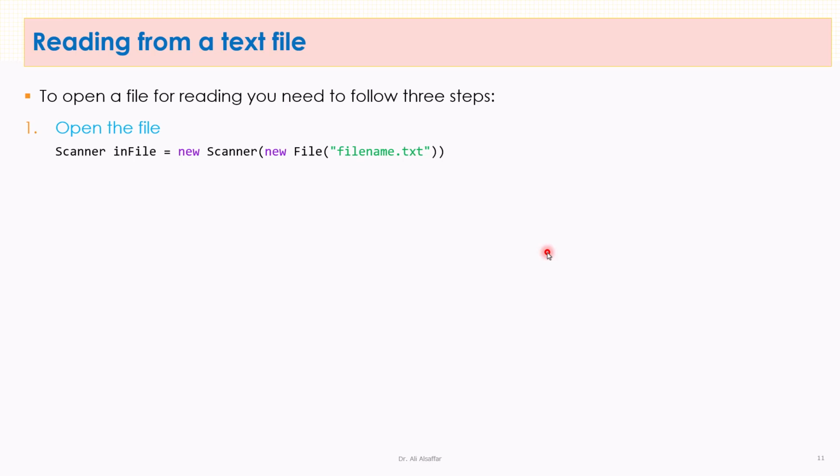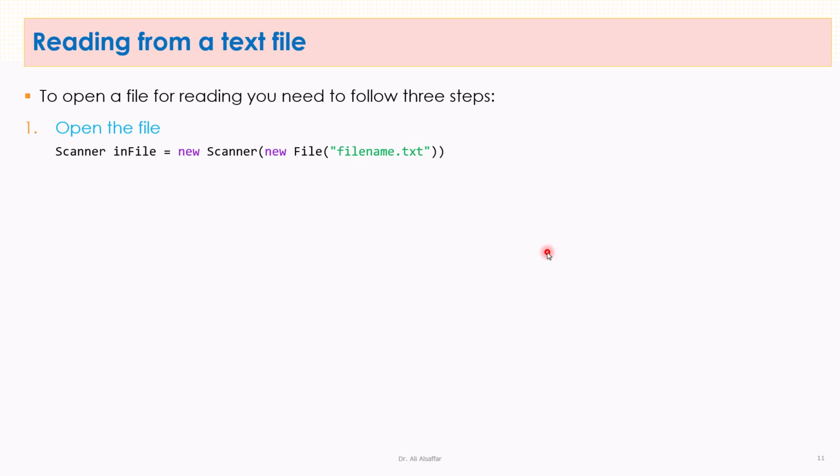Now for step one, for opening the file, we are going to use two classes. The first class is the Scanner class, and you are already familiar with the Scanner class. We have already used it to read from the keyboard. But this time, instead of supplying System.in as an input parameter to the constructor of the Scanner, we are going to supply a special object that represents the file, which is created from the File class. And this is the second class.